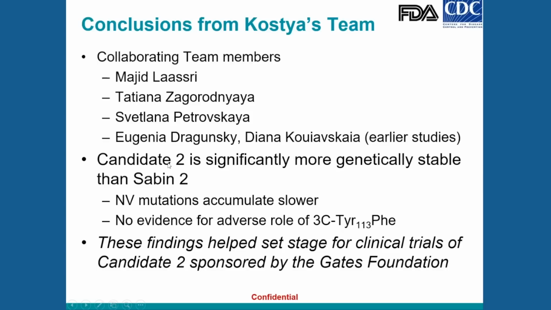So Kostya's conclusions were that candidate 2 is significantly more genetically stable than Sabin 2. Neurovirulence mutations accumulate very slowly, and there's no evidence for an adverse role of this one prominent change. So these findings, along with the other findings, but these findings from Kostya helped set the stage for the clinical trials of Candidate 2, sponsored by the Gates Foundation.